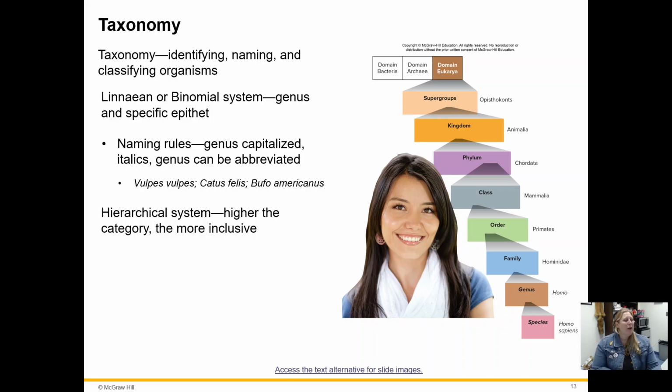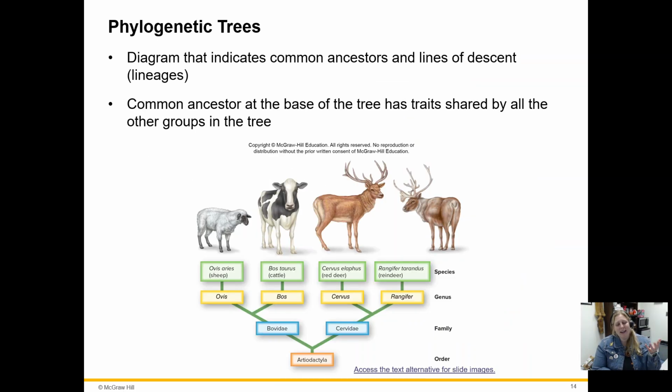Okay? When we look at taxonomy and we have an understanding of species, we actually can start looking at ancestry as well. And so we want to look for common ancestors, and there's a couple ways to look for that. One, we can use phylogenetic trees. Phylogenetic trees are going to nestle in those common ancestors, and everybody that comes after that classification is going to have traits that are shared with one another. So sheep, cattle, red deer, and reindeer are all related. They are all in the order Artiodactyla because their feet are the same.